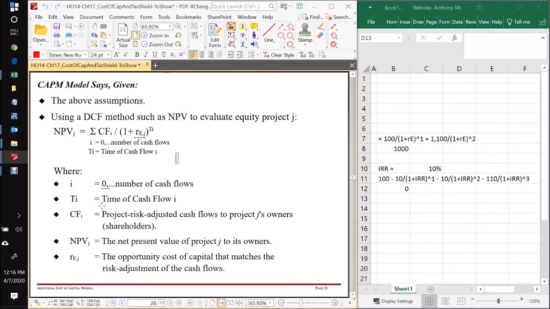And TI is when that cash flow happens. And the cash flow itself is going to be just as usual. No change here. Project risk adjusted cash flows. And these are going to be cash flows to the owners. Not cash flows to owners and lenders, but cash flows to just the shareholders. And NPV, of course, is the net present value for this project, which would be owning shares of this company to the owners. And the RE is the opportunity cost of capital that matches the risk adjustment, the project risk adjustment of the cash flows.